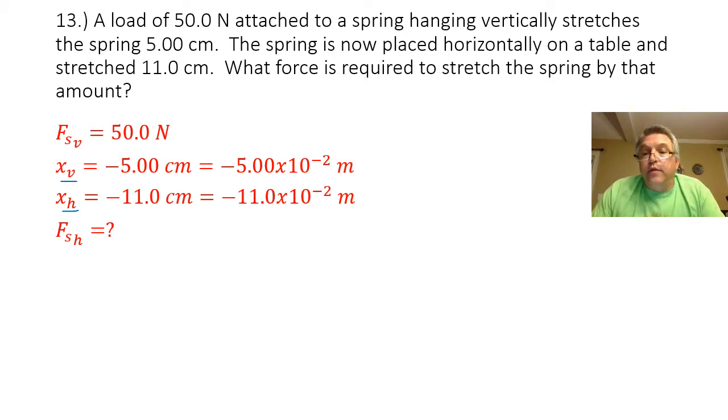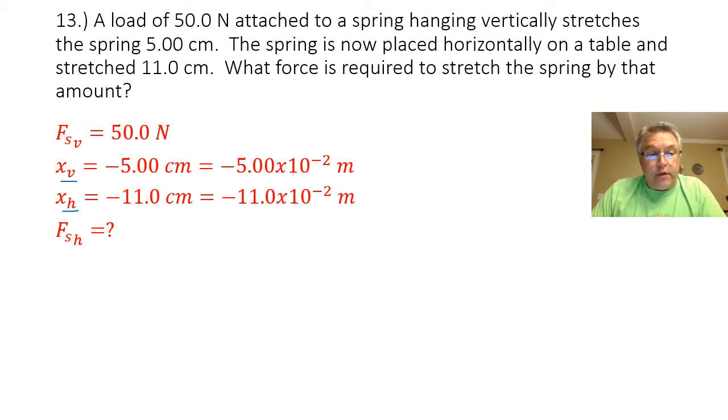In order to know that, I'm going to need to know the spring constant, which I'm not given. But I can use the information in the vertical direction that I have, because I have both the force and the displacement in the vertical direction, use that information to solve for the spring constant, and then use the spring constant to solve for the force in the horizontal direction. Because when I move the spring from its vertical position to a horizontal position, the spring constant doesn't change. That's an inherent property of the spring.